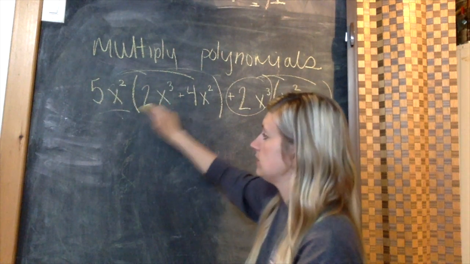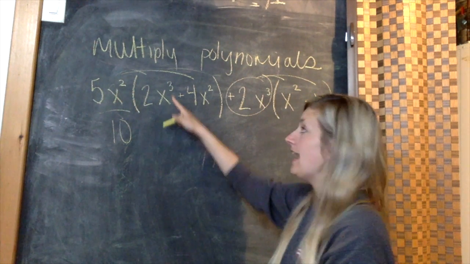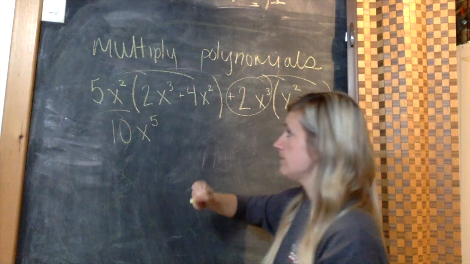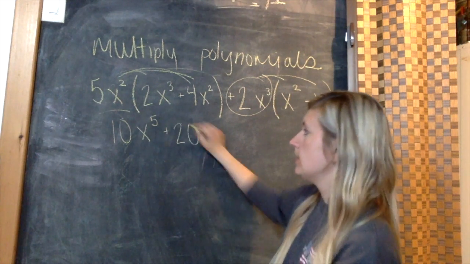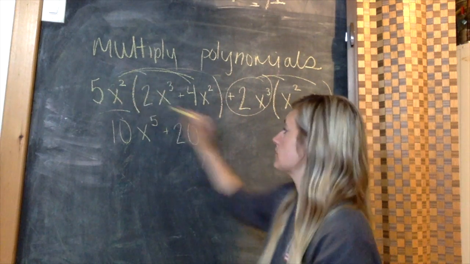So 5 times 2 is 10. X squared times x to the third, I have to add those together, x to the fifth. Okay, 5 times 4 is 20. Then I have x squared times x squared. So again, I have 2 plus 2, which is x to the 4th.